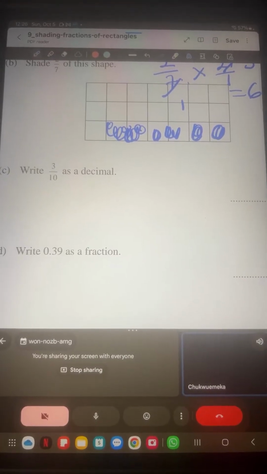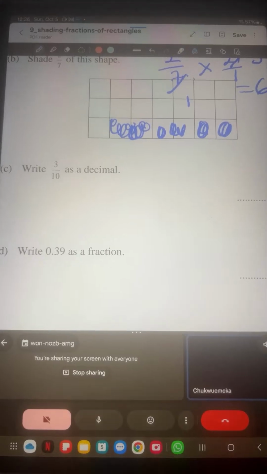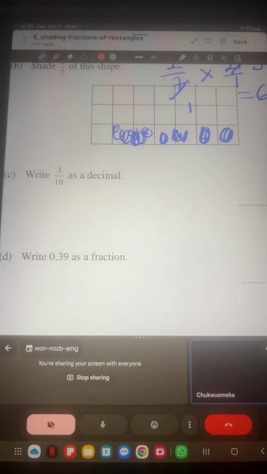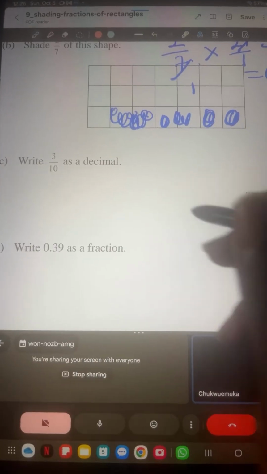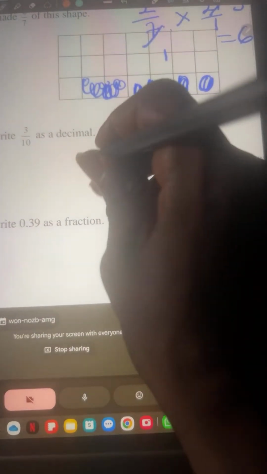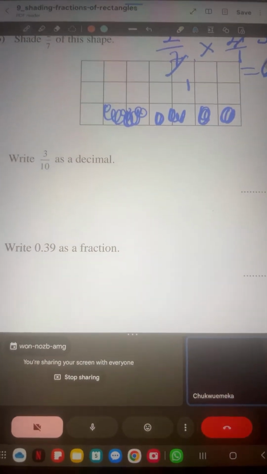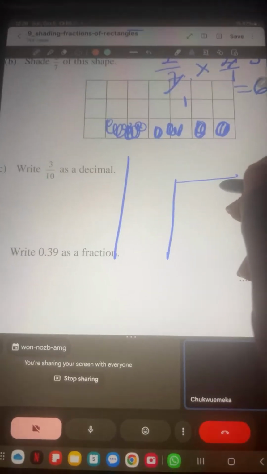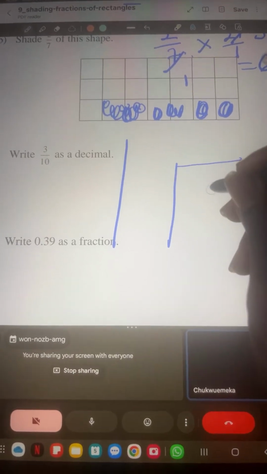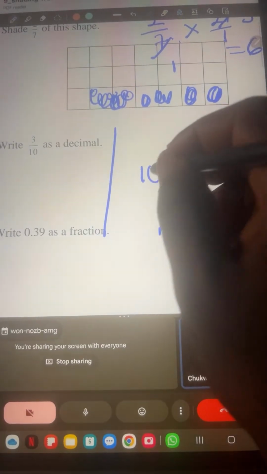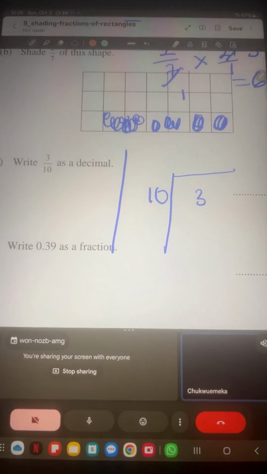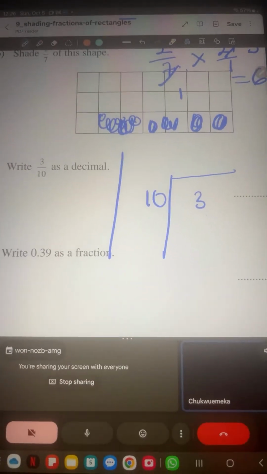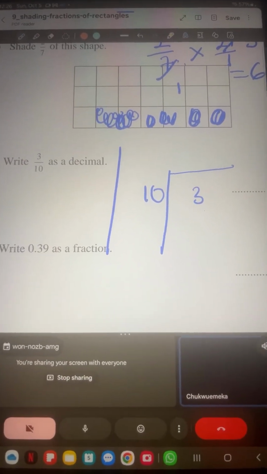Write 3 over 10 as a decimal. 3 over 10 is a fraction, and we want to write it as a decimal. There are two ways you can do this. You can use long division or you can use just a shortcut. If you want to use long division, just draw this symbol, write your 3 inside and write your 10 outside. The denominator is always outside, whether it is bigger or smaller.